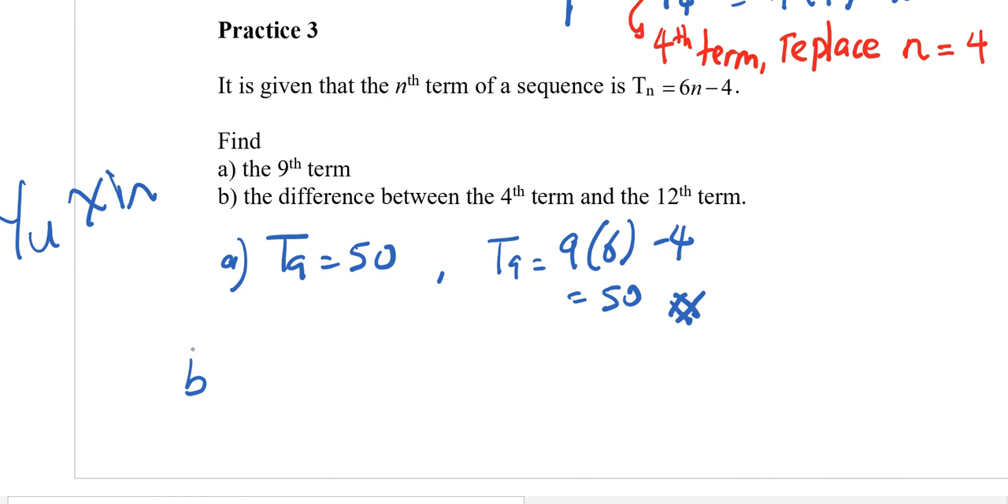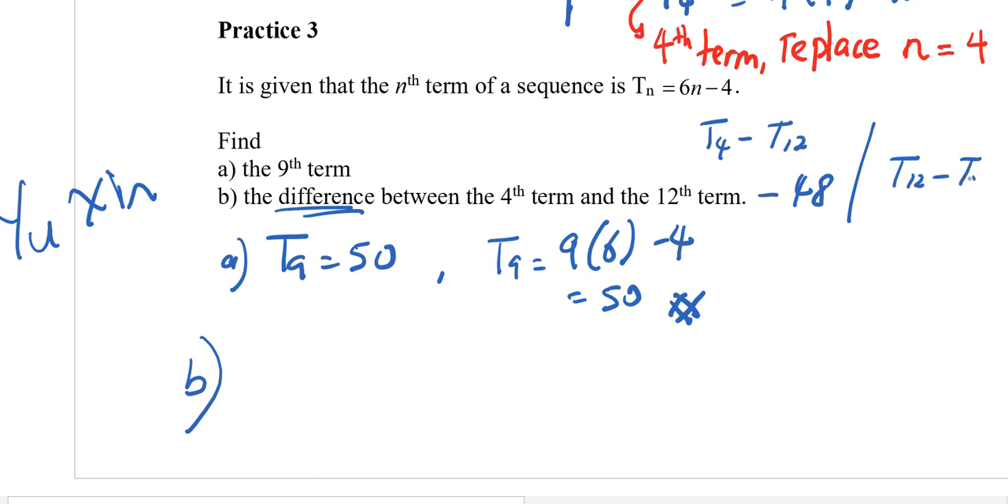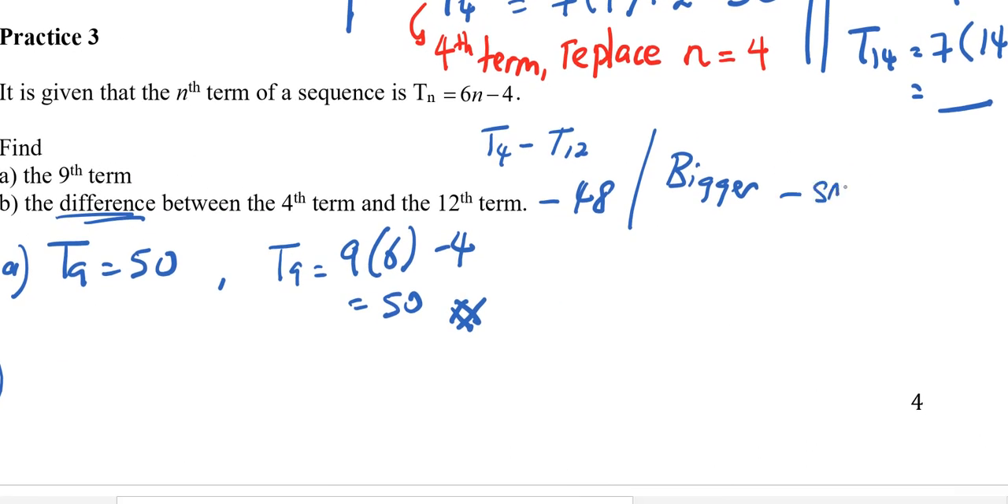Very good. Find the difference between term 4 and 12. You see what's the final answer? Minus 48. No good. Why I say no good? Not because you are wrong. No good because I think you take term 4 minus term 12. When I ask for difference, usually I want the other way. I want term 12 minus term 4. Or I want the bigger number minus the smaller number. Can everyone write this down?